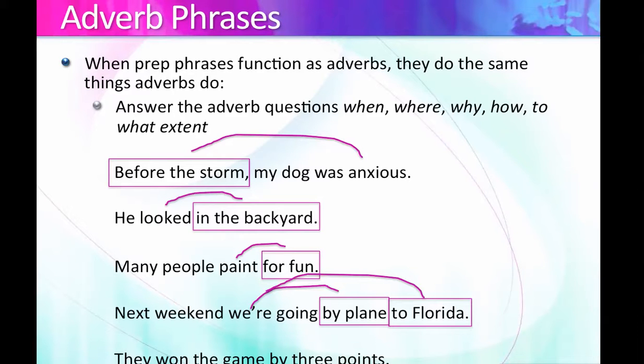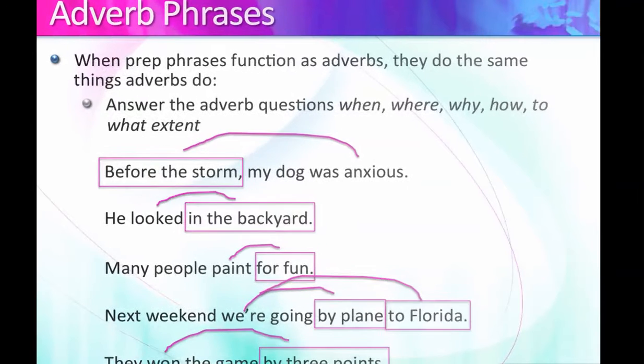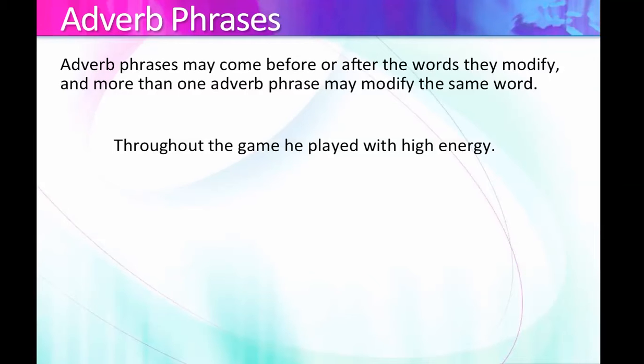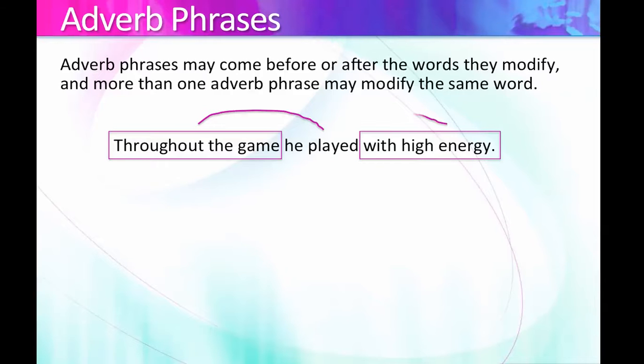They won the game by 3 points. By 3 points is a prep phrase telling us to what extent they won the game. Adverb phrases may come before or after the words they modify, and more than one adverb phrase may modify the same word. Throughout the game, he played with high energy. Throughout the game tells us when he played. With high energy tells us how he played.